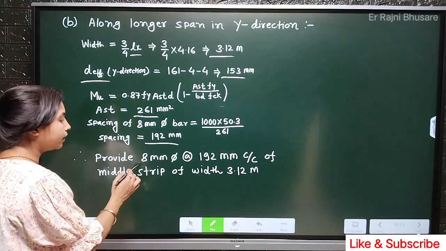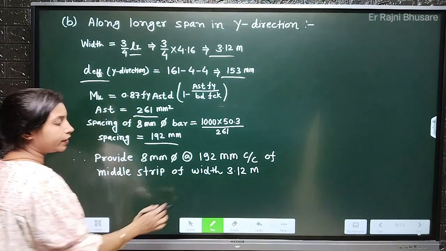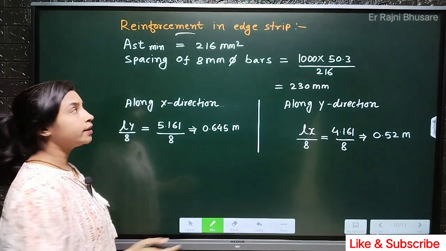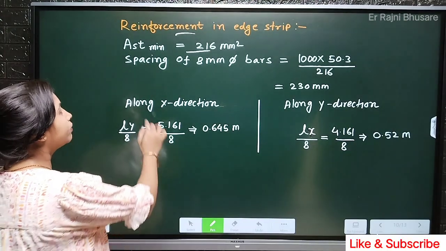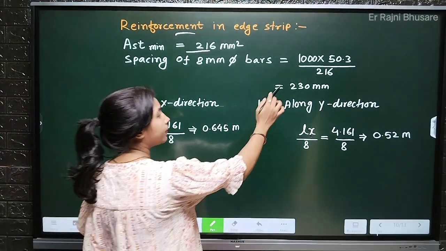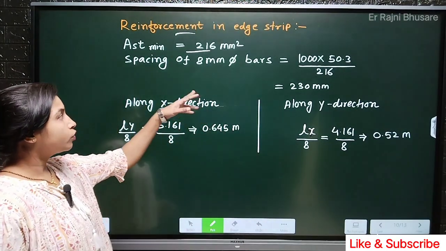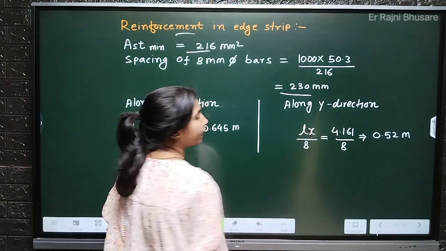Therefore I am providing 8 mm dia bars, 192 mm center to center, for a width of 3.12 meter. So here we have to calculate AST minimum, 216 mm square. And now for the spacing of 8 mm dia bars, the formula is 1000 multiplied by 50.3 upon 216. Also we will calculate spacing. So our spacing is 230 mm.